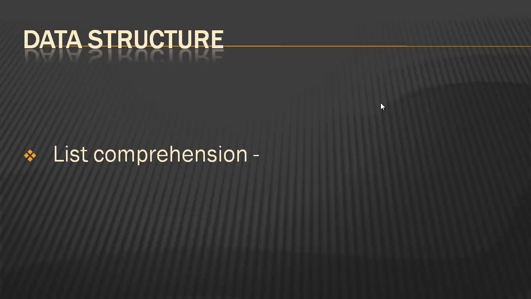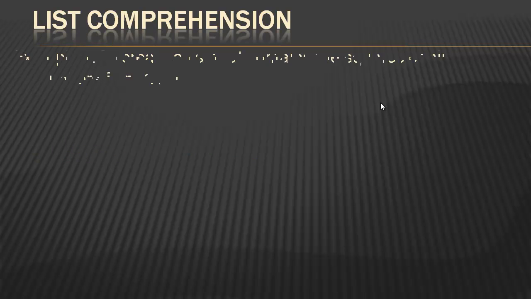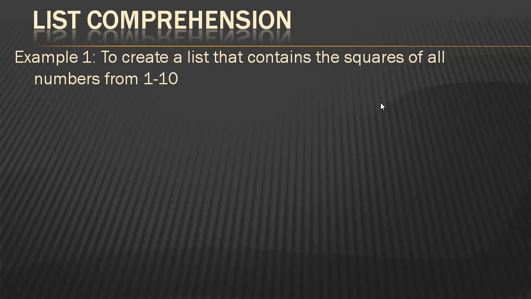In a single statement, we can create lists that could have conditions, that could have loops, and so on. You'll understand as we go through few examples that I'm planning to show you. Is that clear? So are you ready? Okay, so let's get ahead and see the first example. I want to create a list that contains the squares of all the numbers from 1 to 10.